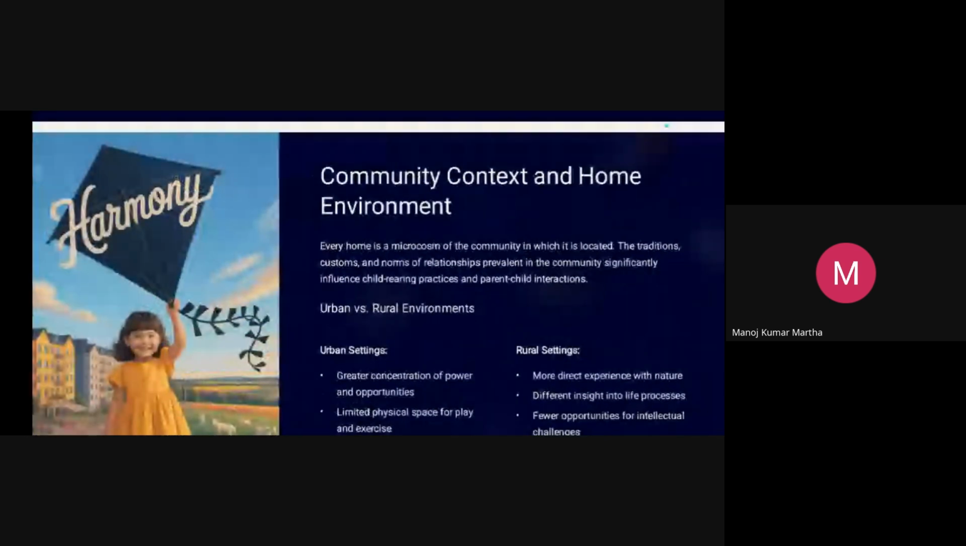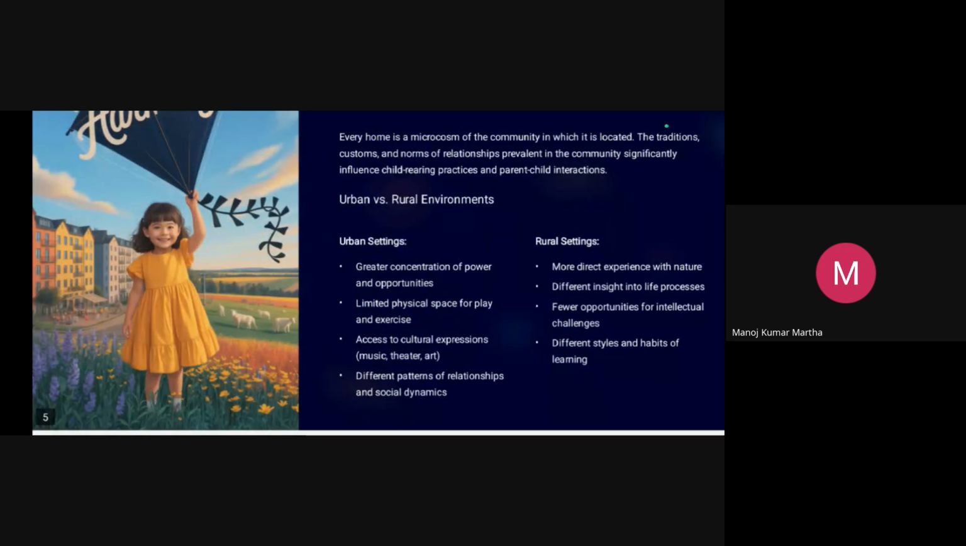Community context and home environment. So early home, as we know, is important. A congenial environment at home is important. Then the next factor that comes is what we call community. The tradition, custom and norms prevalent in the community significantly affect the learning process of the child. Okay, so if we look at community, we may have different kinds of community, we may have urban setting, we may have rural setting, so those settings affect the process of learning. That is one of the important factors.